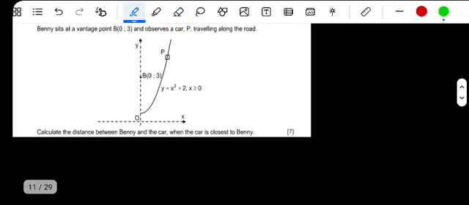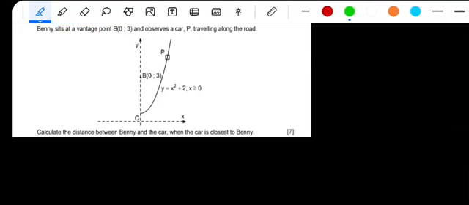They want what? The distance between Ben and the car. We want this distance. So we have the points now. We are given the point P. Here we are supposed to have point P. We do not know the value of x, so we can just say x, and leave it like that.